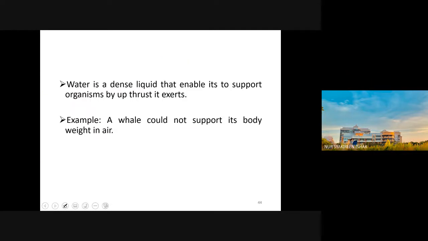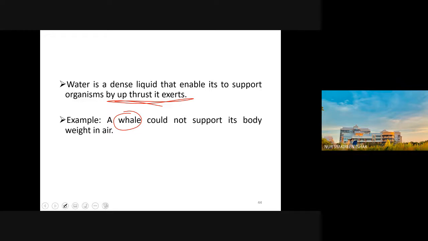Okay, so water is a dense liquid, so that enables it to support organisms by upthrust. This is buoyancy. So aquatic organisms such as whales, obviously a whale is really heavy.